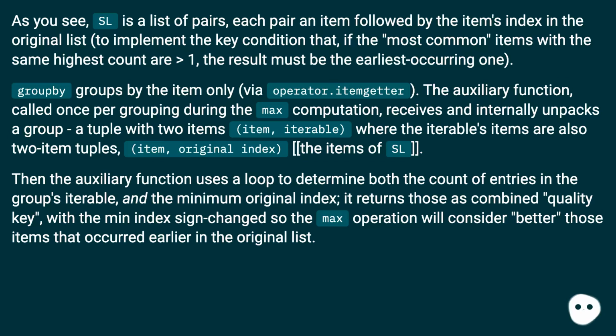groupby groups by the item only, via operator.itemgetter. The auxiliary function, called once per grouping during the max computation, receives and internally unpacks a group, a tuple with two items, item and iterable, where the iterable's items are also two-item tuples, item and original index, the items of SL. Then the auxiliary function uses a loop to determine both the count of entries in the group's iterable, and the minimum original index. It returns those as a combined quality key, with the minimum index's sign changed, so the max operation will consider better those items that occurred earlier in the original list.